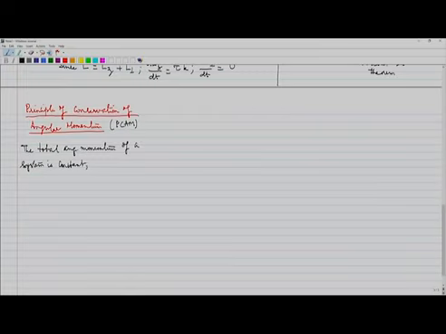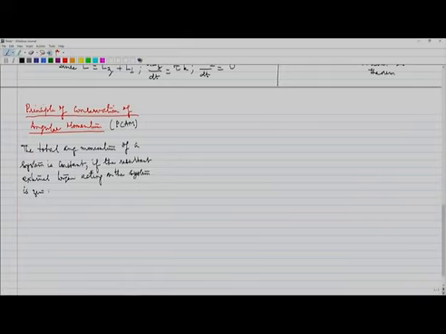In other words, it is conserved if the resultant external torque acting on the system is 0.